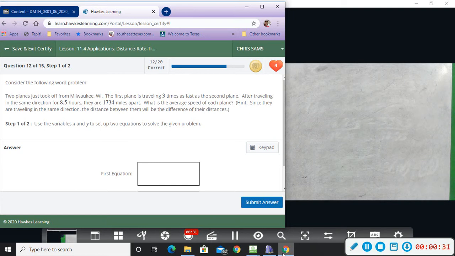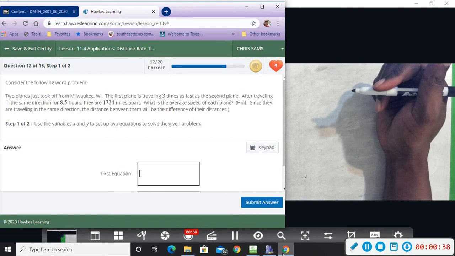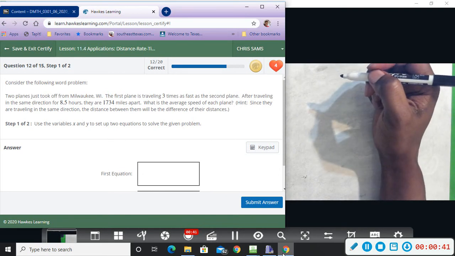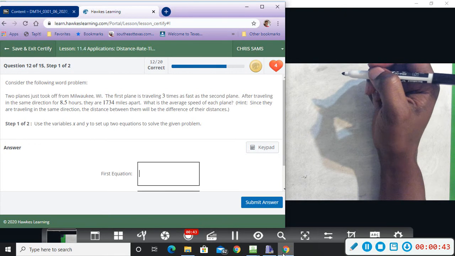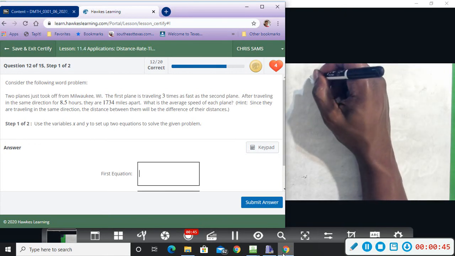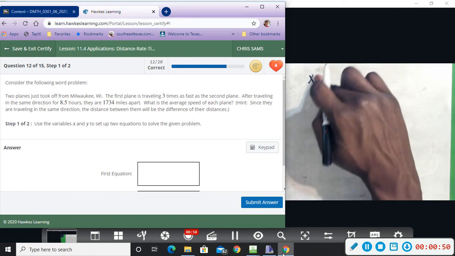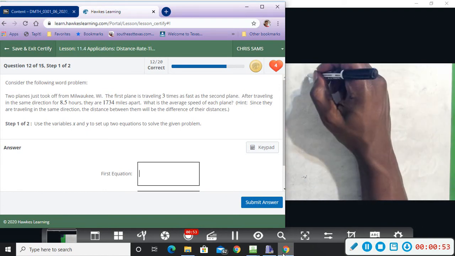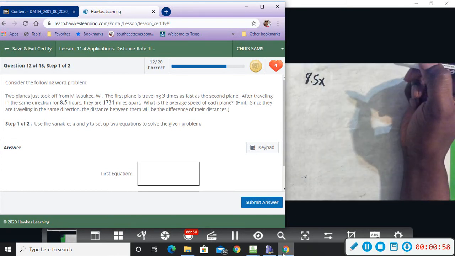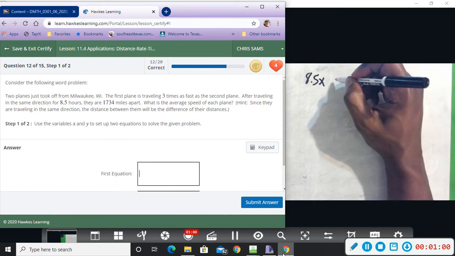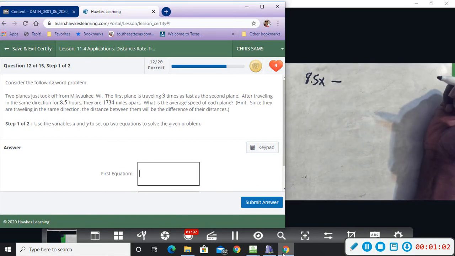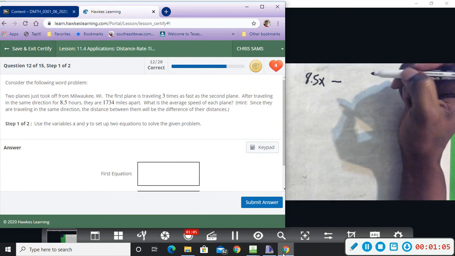It also says to use x and y to set up the equations and solve the problem. So what we're going to do is say distance is speed times time. I'm going to let x be one speed. So x times 8.5, or I can say 8.5x and put the numbers out front. That's the time. 8.5x, because it's traveling for 8.5 hours, times the speed, minus, because we have to take the difference between them since they're going in the same direction.